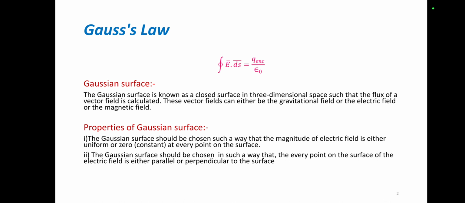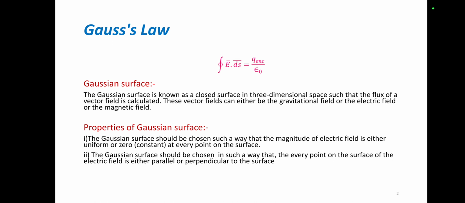So students, today we are going to learn about Gauss law. So what is meant by Gauss law? Here in this slide, it is shown that this is the expression for Gauss law, that is the closed integral of E bar dot dS bar is equal to q enclosed upon epsilon naught. So this is the formula for Gauss law.